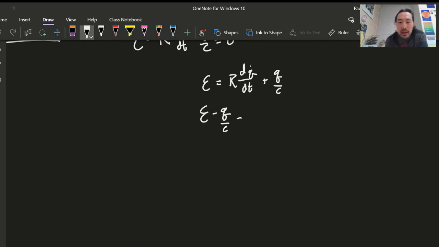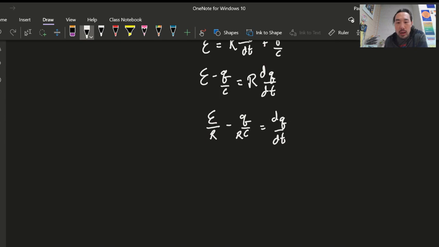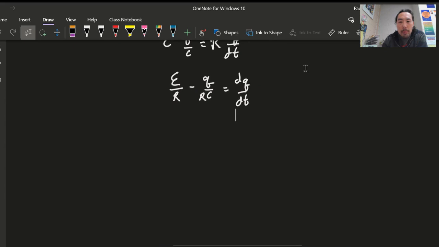I could have left it there, but I'm just doing everything all at once. The next thing I want to do is divide everything by R, because I want just dq dt by itself. And so we get epsilon over R minus q over c divided by R, and this is equal to dq over dt.